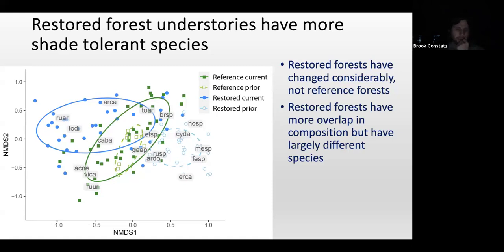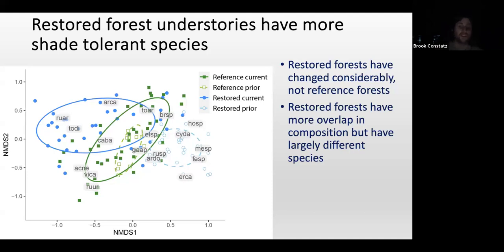But reference forests really haven't changed that much at all. They've expanded a little bit in their range, but in part that could be because I surveyed more reference forests in more locations. But they largely haven't changed. And if you use a PERMANOVA, permutational multivariate analysis of variance, it can tell you which groups are significantly different and which ones aren't. You find that the only groups that are different are the previous restored survey and the current one. Reference forests, as is also shown by this figure, really haven't changed at all.